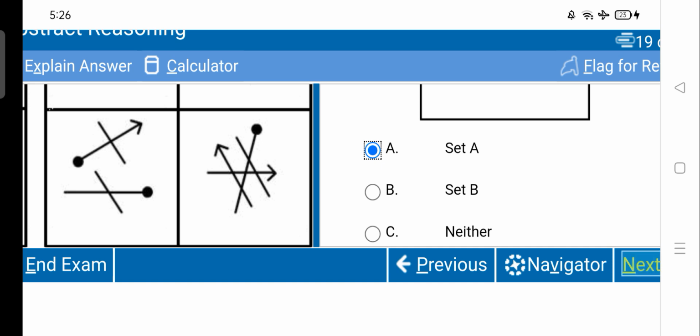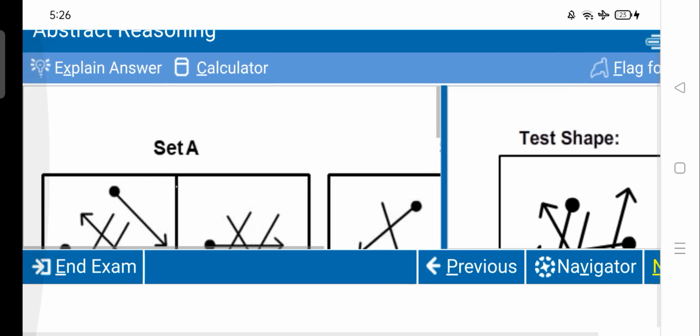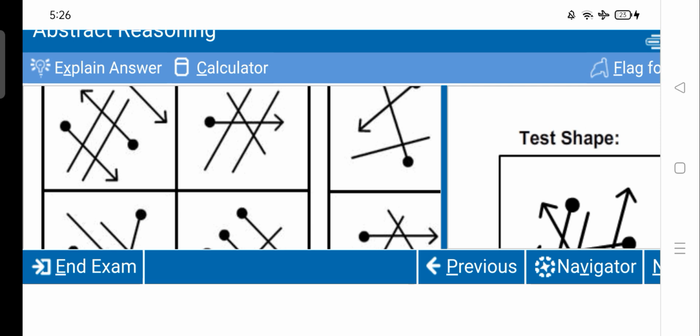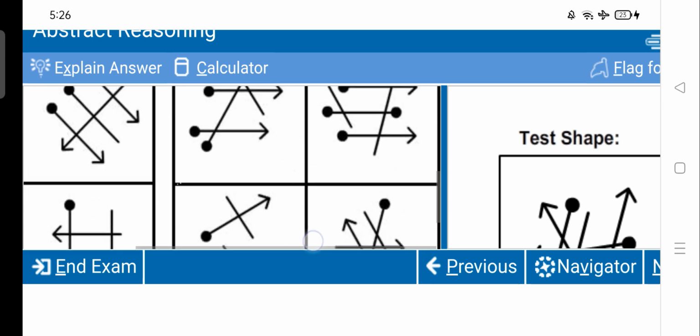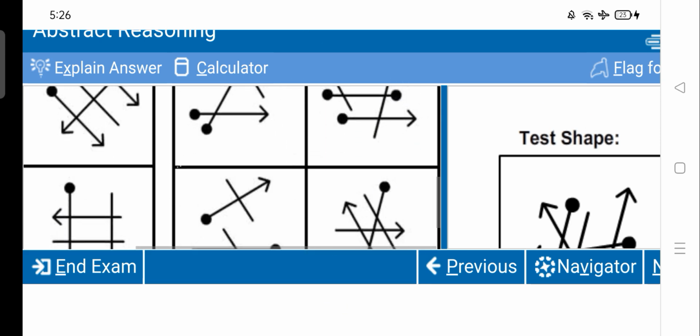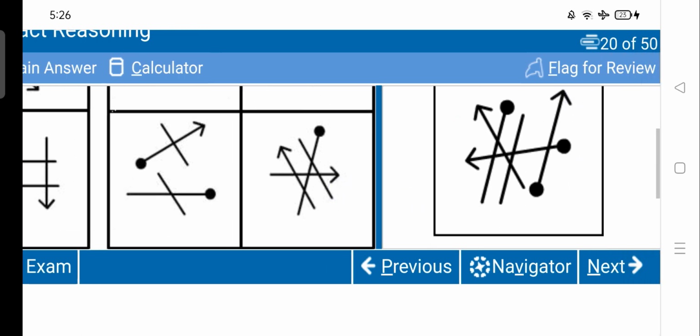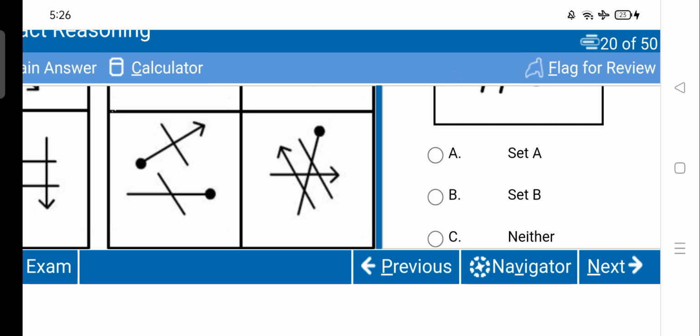Next question is question number 20. With the same set of shapes for set A and set B, as you can take a look at these sets, then we have a test shape which is in this form. And option A is set A, and then we have option B which is set B. Option C is neither.